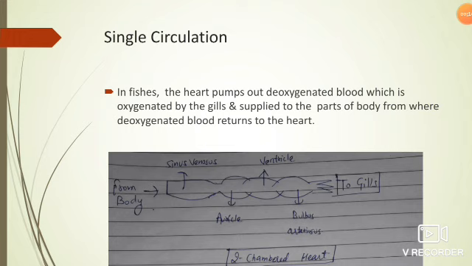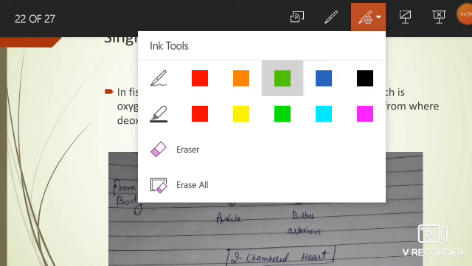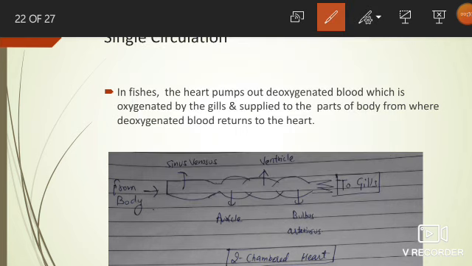In fishes, the heart pumps out deoxygenated blood which is oxygenated by the gills and supplied to the parts of the body, from where deoxygenated blood returns to the heart. The deoxygenated blood is received by the heart with the help of sinus venosus, and through sinus venosus deoxygenated blood goes to the auricle, and after that the blood goes to the ventricle region. The main function of the ventricle is to pump the blood to the gills region.